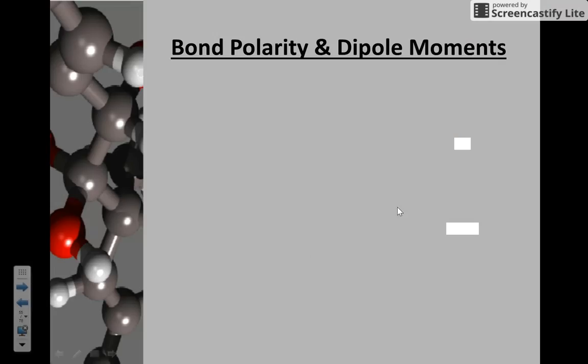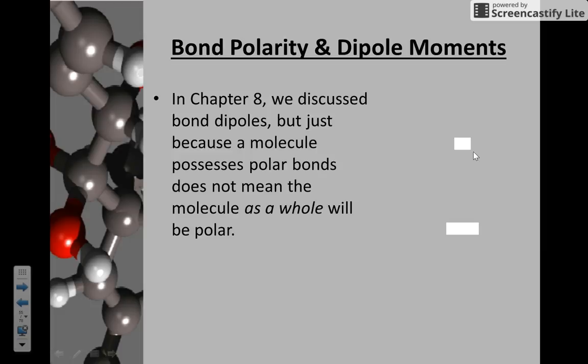Hi guys, today our lesson is on bond polarity and dipole moments. In our chapter 8, we discussed polar bonds and bond dipoles, but one thing you need to understand is that just because a molecule possesses a polar bond or a polar covalent bond, that does not necessarily mean that the molecule as a whole will be a polar molecule.